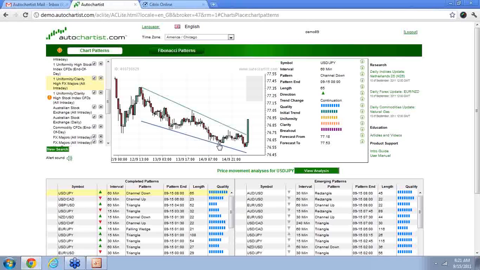So that's what you're getting with a high uniformity, and the clarity is telling you that this market is smooth and there isn't a lot of gaps or market noise. So that's why you want to pair these two together. Now that's also a channel down.